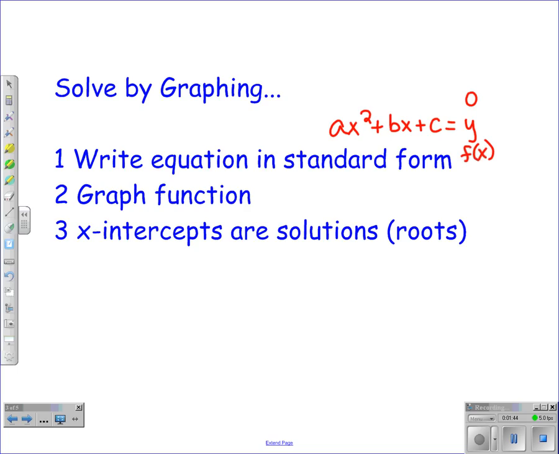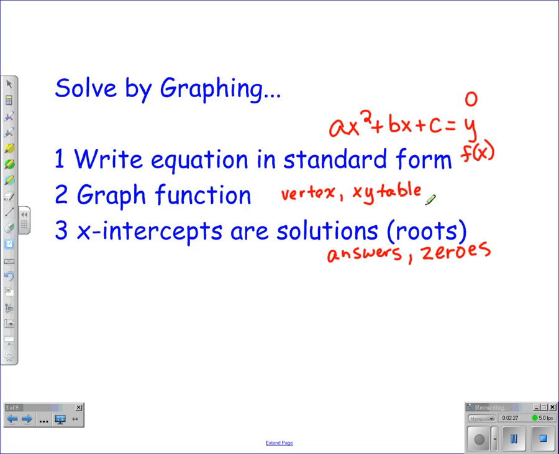It's in standard form. Then you're going to graph the function by finding the vertex and using an xy table, just like we did in section 10.2. And finally, you're going to be looking at your graph to see the x-intercepts. Those are your solutions. Those are your roots. Those are also called your answers. X-intercepts, solutions, roots, answers. And sometimes they're even called the zeros. So don't be fooled when they ask you to find the zeros. They're really just finding the solutions to the quadratic equation.